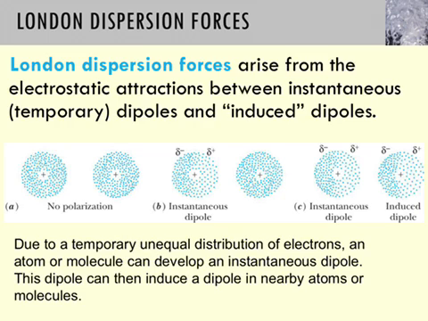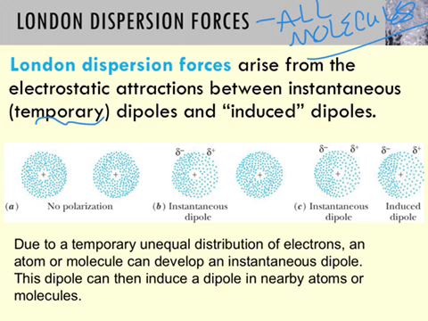London dispersion forces are present in all molecules. Don't get tricked into that. They are the weakest. There are some molecules that only have London dispersion, but it's important to realize that every single molecule and atom has these London dispersion forces. What are those? They are temporary or instantaneous attractions. How do they come about?